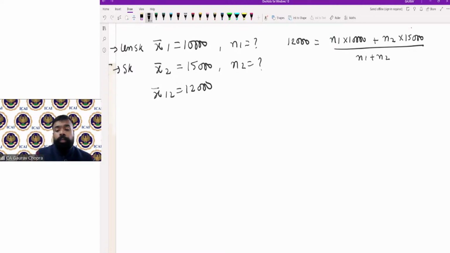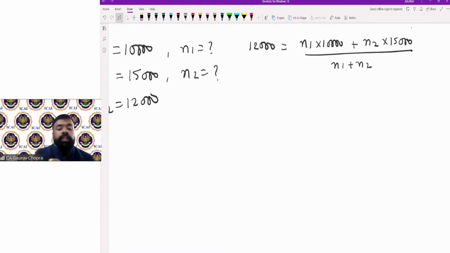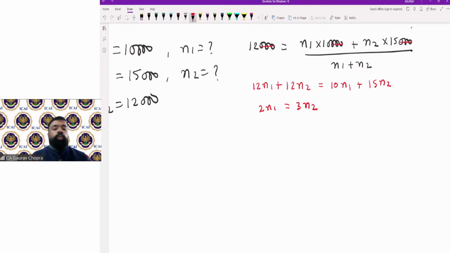Now three zeros are common, you can see. Cancel the three zeros from here, here, and here. So three zeros common, cancel. Now you can do some simplification. 12 N1 plus 12 N2 is equal to 10 N1 plus 15 N2. Now bring N1 on one side, N2 on the other side. Put both on different sides. So 12 minus 10 will give you 2 N1 and 15 minus 12 will give you 3 N2.